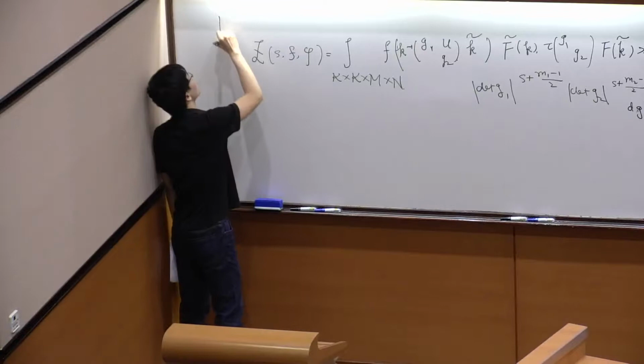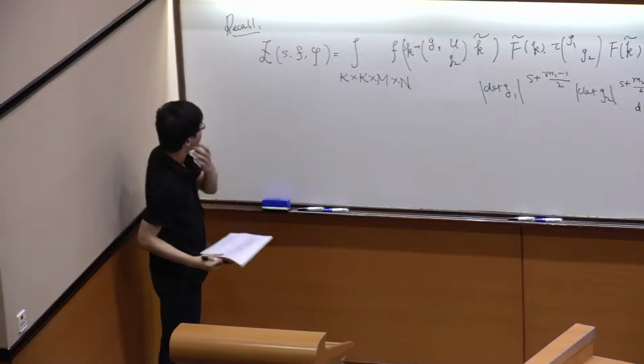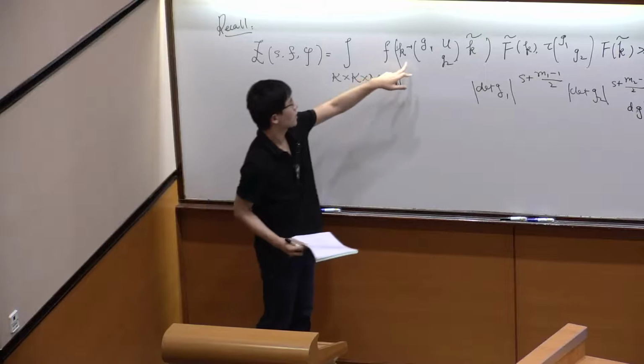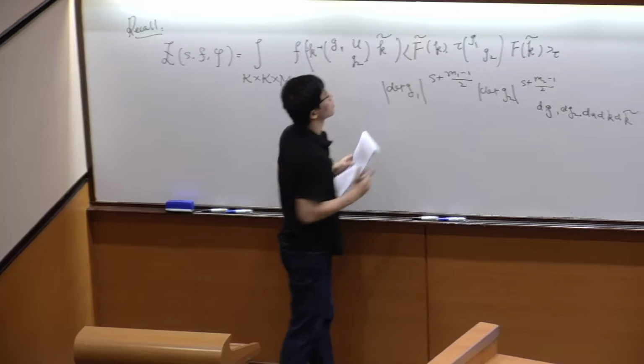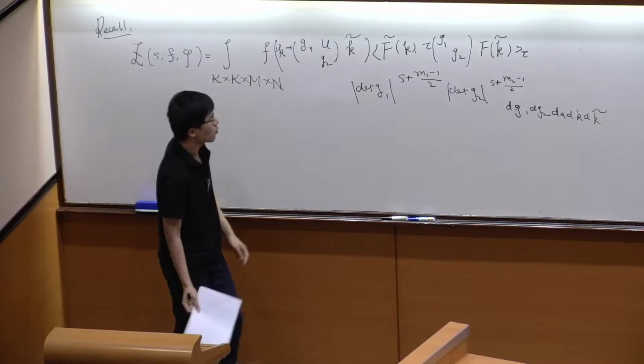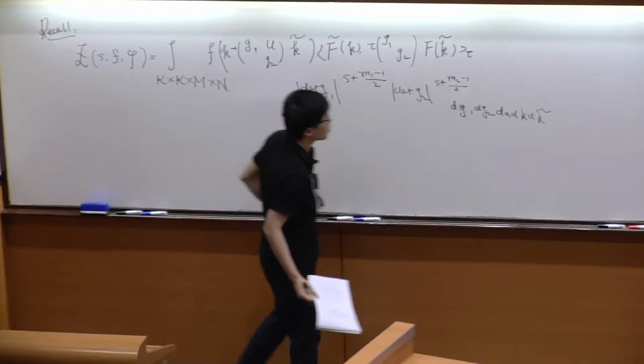we have the following expression of the zeta integral associated to an induced representation. Z(s, f, phi) can be written as an integration over K × K × M × N of f(k^{-1} g1 u g2 k~), where tau(g1, g2) acts on f~(k~), and the pairing is for the representation tau here. And here's |det g1|^{s + (m1 - 1)/2}, and here's |det g2|^{s + (m2 - 1)/2}, dg1, dg2, du, dk, dk~.